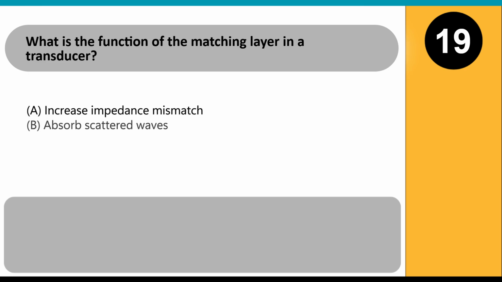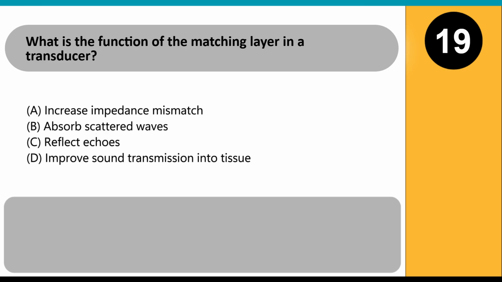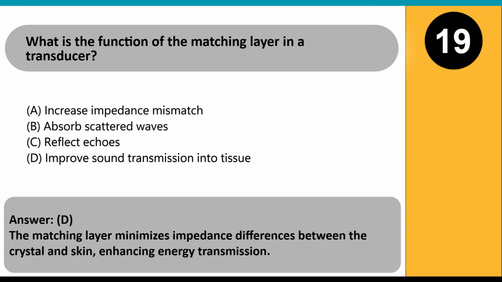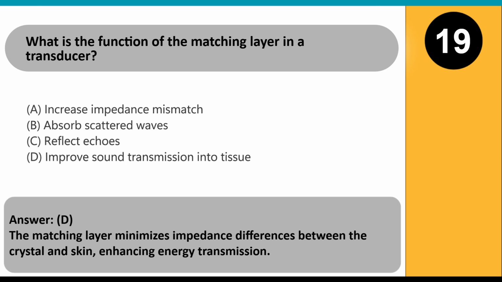What is the function of the matching layer in a transducer? A. Increase impedance mismatch, B. Absorb scattered waves, C. Reflect echoes, D. Improve sound transmission into tissue. Answer D. The matching layer minimizes impedance differences between the crystal and skin, enhancing energy transmission.